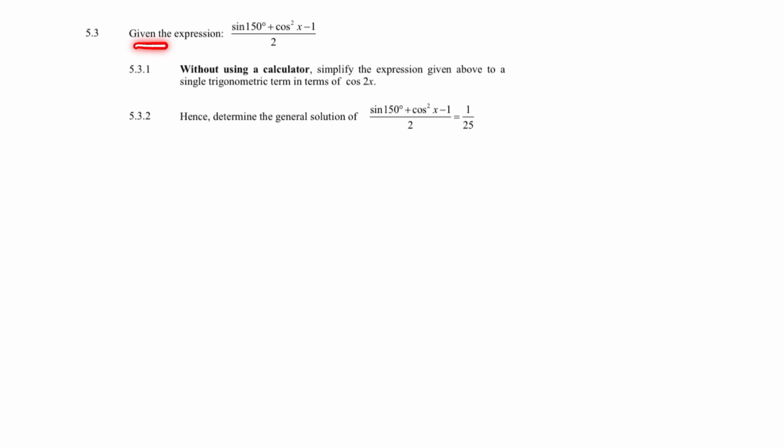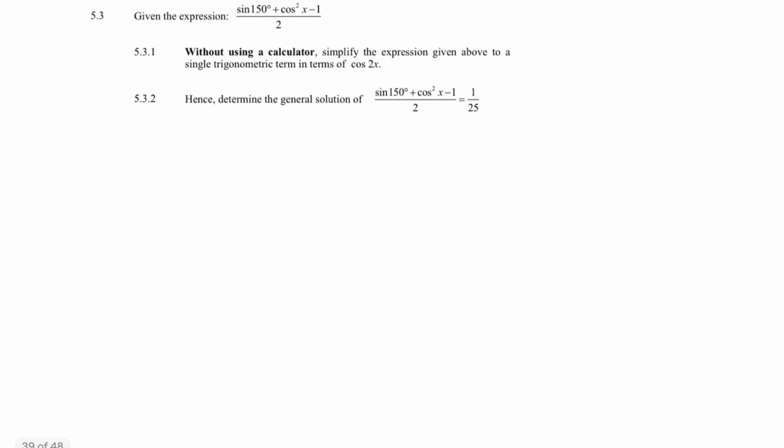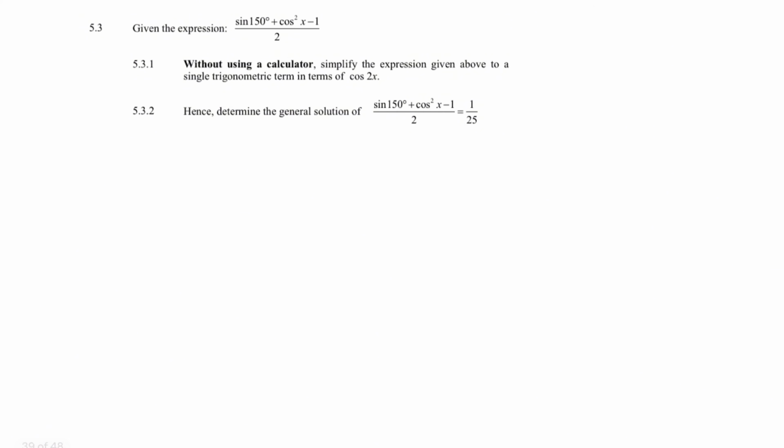Given the expression sine 150 degrees plus cos squared x minus 1 divided by 2, 5.3.1. Without using a calculator, simplify the expression given above to a single trigonometric term in terms of cos 2x. So they are saying that the result of simplifying this fraction would be in terms of cos 2x.